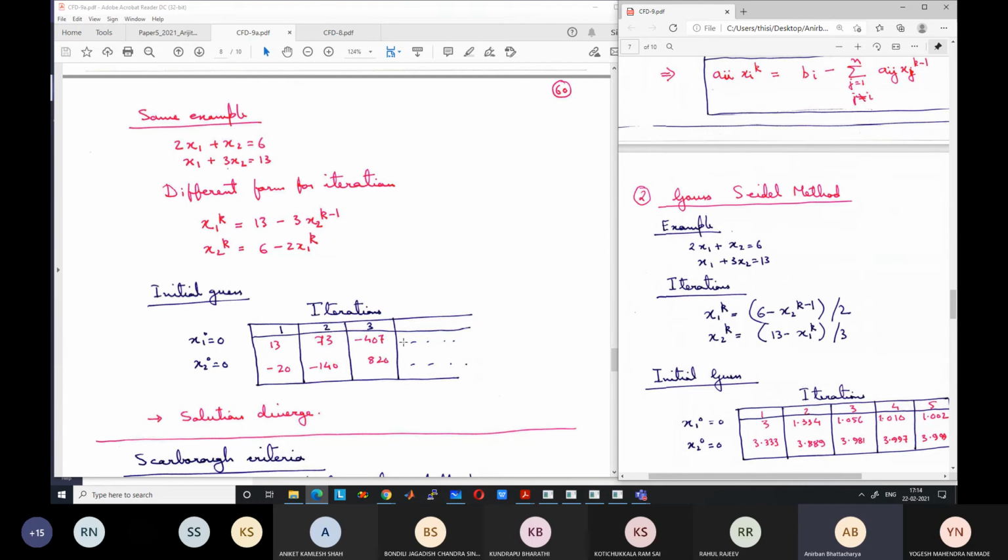It will go to very large values, 10 to the power 4, 10 to the power 5, then go to infinity. Okay. This is known as solutions have diverged. It has not gone towards the correct solution.